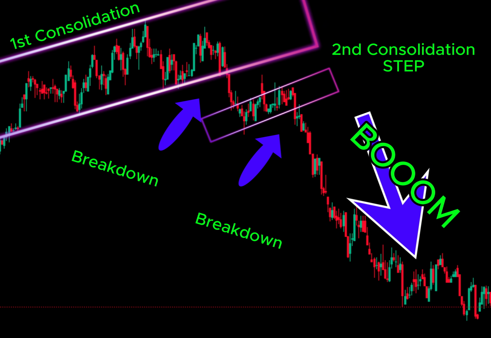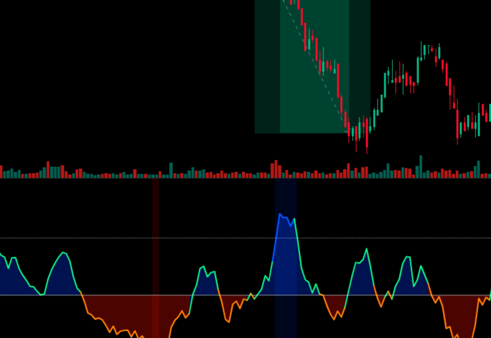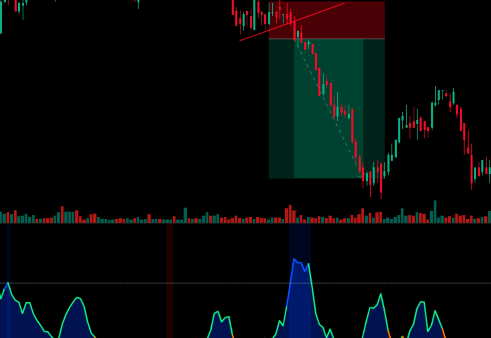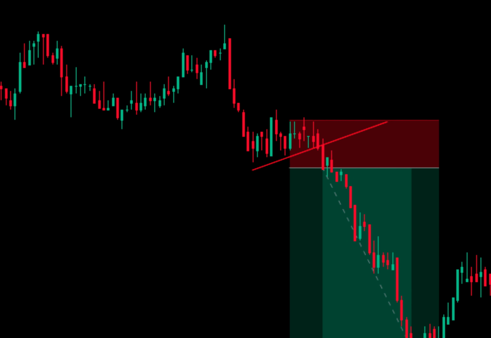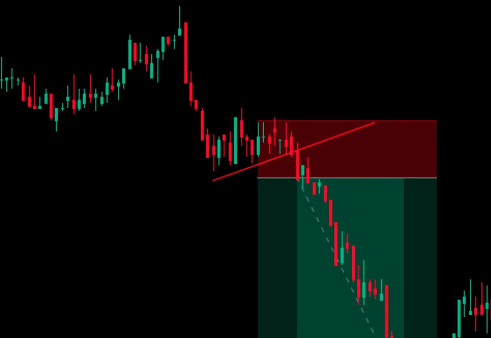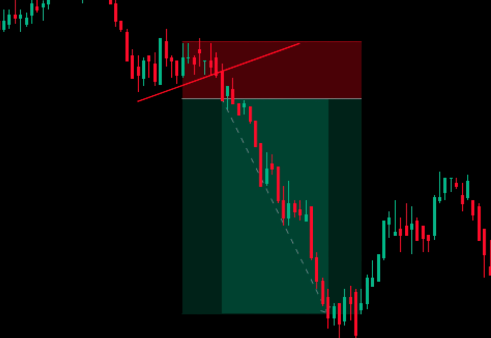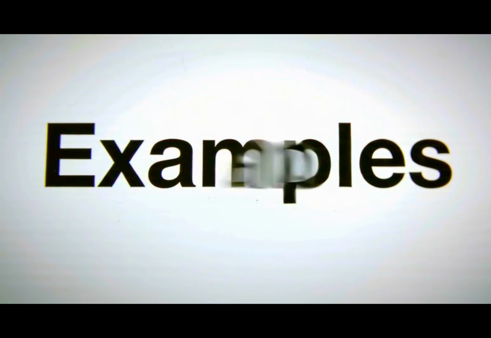If you look closely, once the two steps or consolidations form, the prices move rapidly. This is because the big players have already made their moves while the market looks flat. And this is exactly what the VolDiv indicator tells us. Now let's look at a few examples.